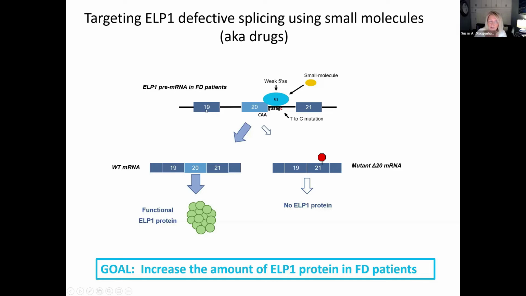What we're trying to achieve is in the normal case, exon 19 joins to exon 20 and exon 21 in the ELP1 gene, which gives us protein that works. When exon 20 is skipped, we have this mutant message and no ELP1 protein is made. And so the issue in FD is we have the skipping of this exon and we don't have enough ELP1. And so our goal is to develop a drug that could tell this gene to assemble properly. And that's what we've been working on. So our goal is to increase the amount of ELP1.